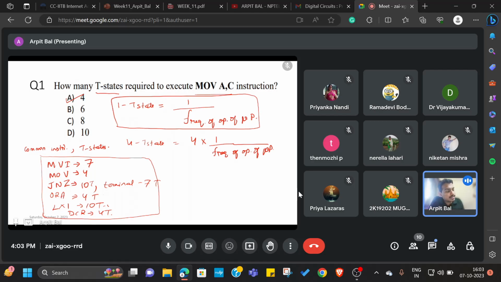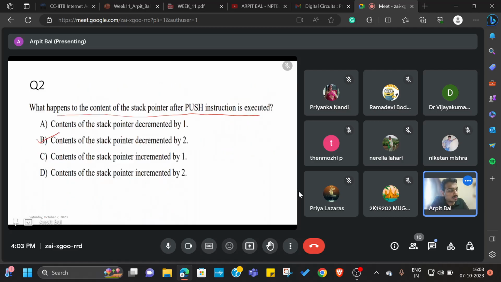Similarly, I mentioned a few more instructions along with their T states. These are some commonly used instructions. MVI will take 7, MOV will take 4, JNZ will take 10 T states in each execution, except the last. The terminal state is going to take 7. So please remember this. The ORA instruction will take 4 T states, LXI instruction will take 10 T states, DCR will take 4 T states. Okay.